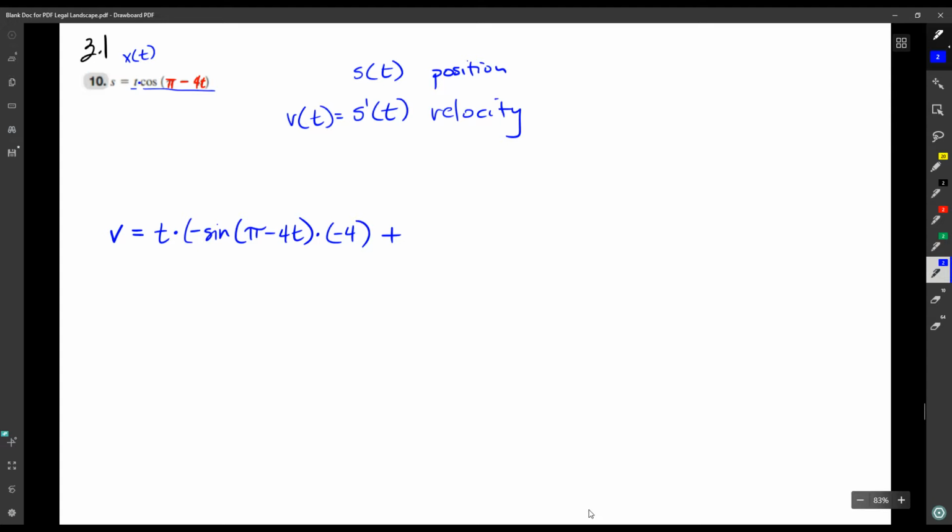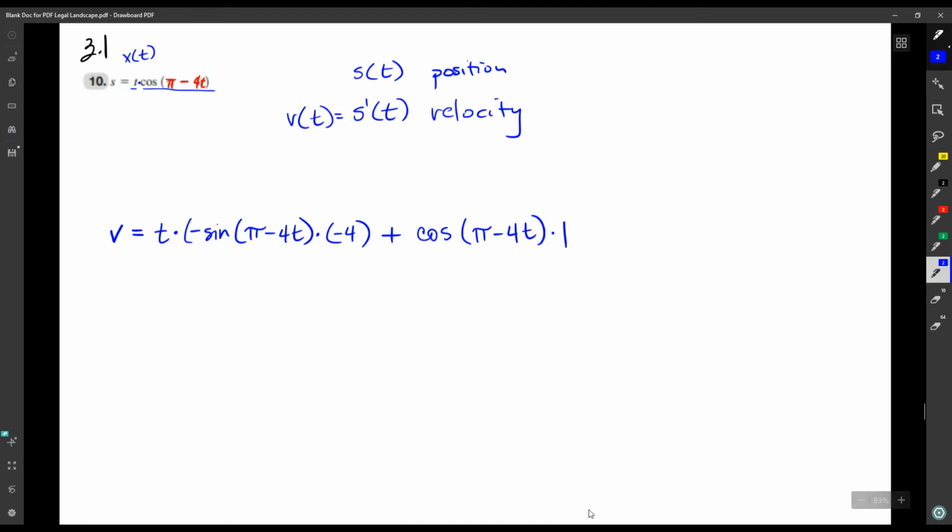Next, we're going to put our second term in the product rule. So now we say we're going to add the second function all alone, so that's cosine of pi minus 4t, and we're going to multiply that by the derivative of the first function. Well, the derivative of t in this case, since t is our independent variable, is just 1.